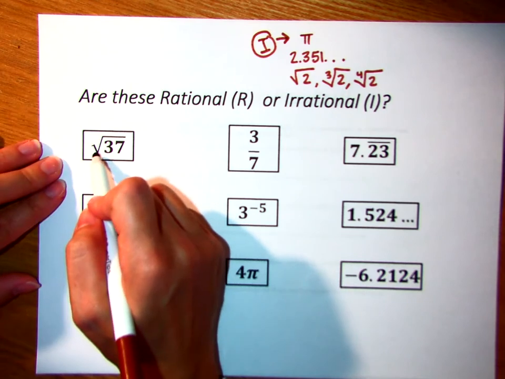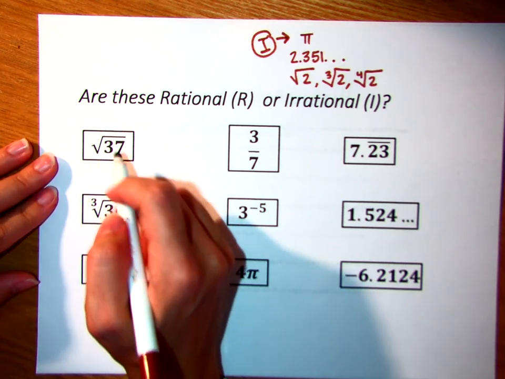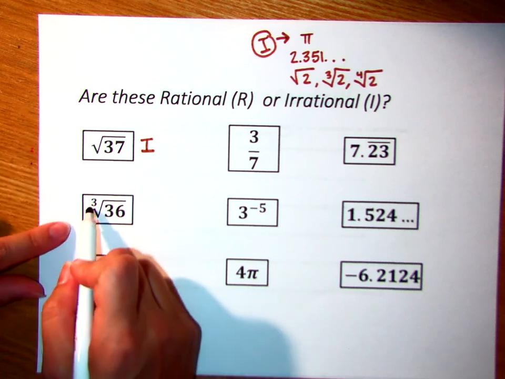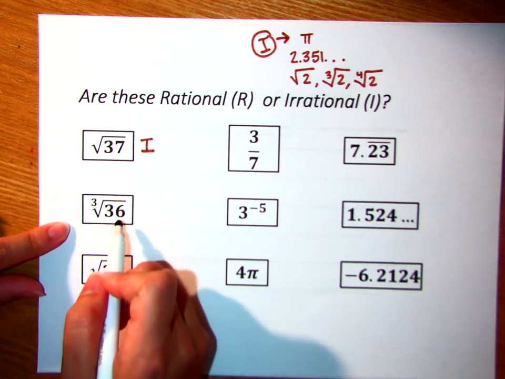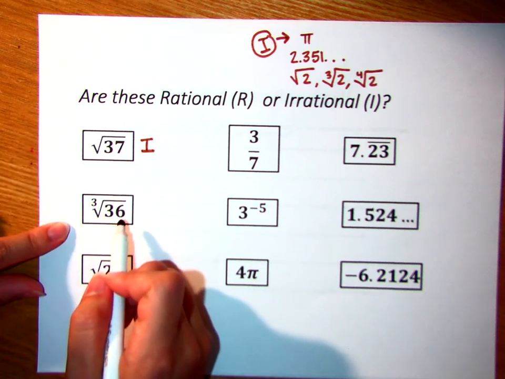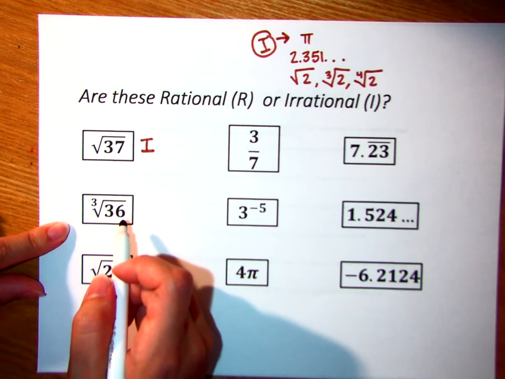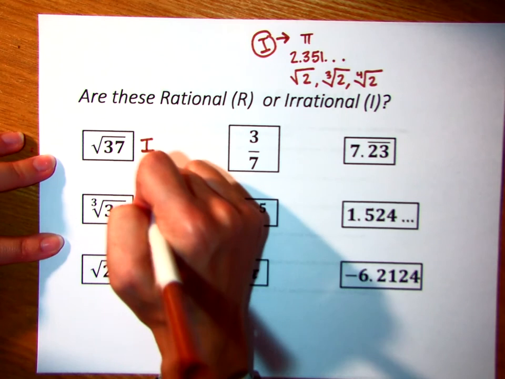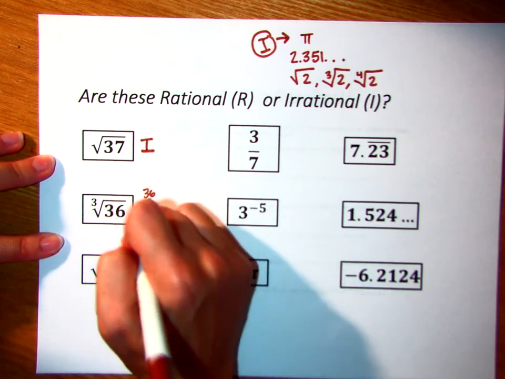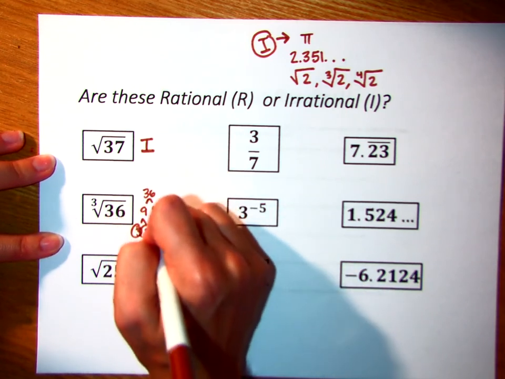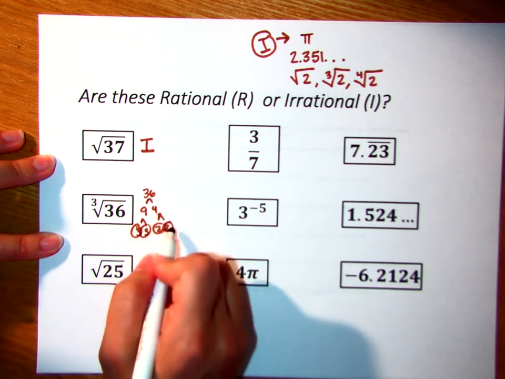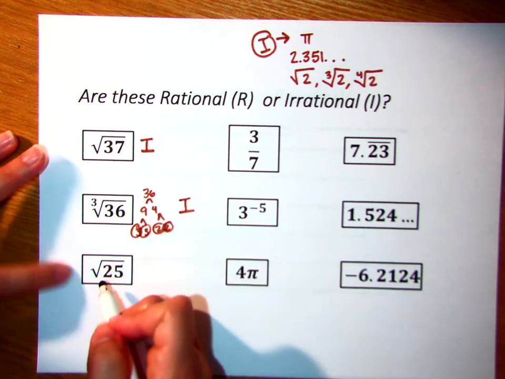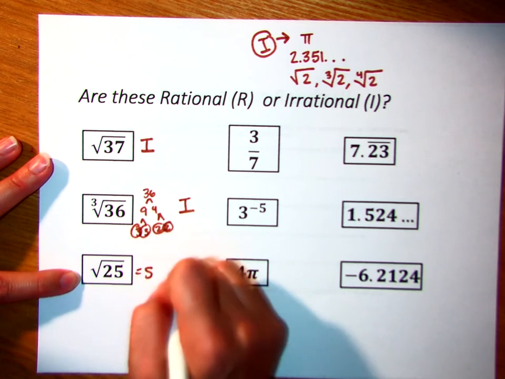So we're going to check them out. For example, can I take the square root of 37? No way, that would be ugly. That's an irrational number. Okay, can I take the cube root of 36? Some number times itself three times would give me 36. Well, no. If we did the prime factorization of 36, look what happens. We have 36 would be 9 times 4, which would be 3 times 3, and 4 would be 2 times 2. Do you see a set of 3 numbers here? Nope, so that is irrational. Square root of 25. I know that that is equal to 5. That has to be rational.